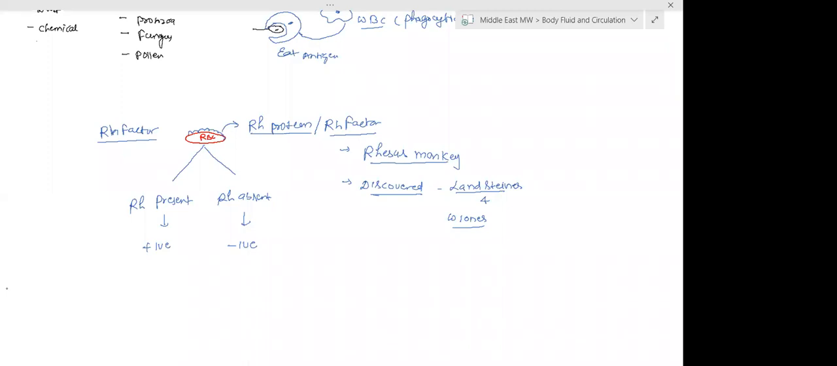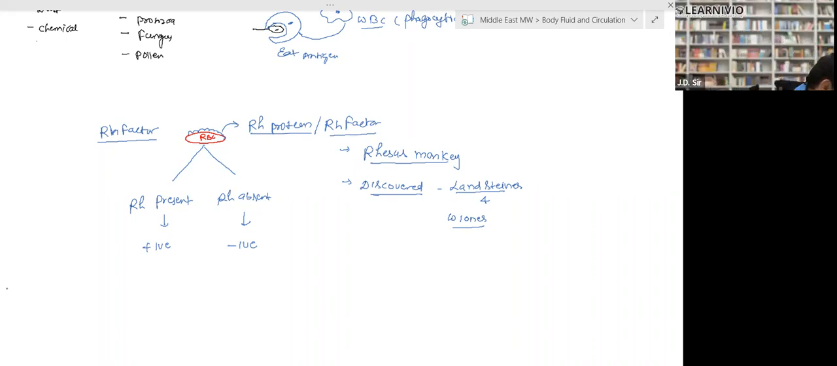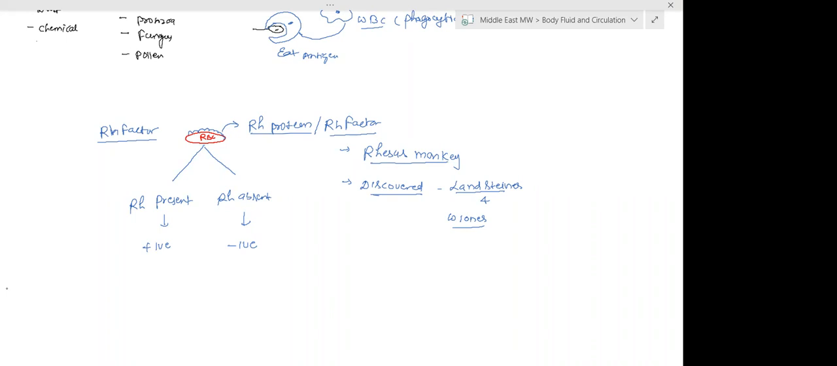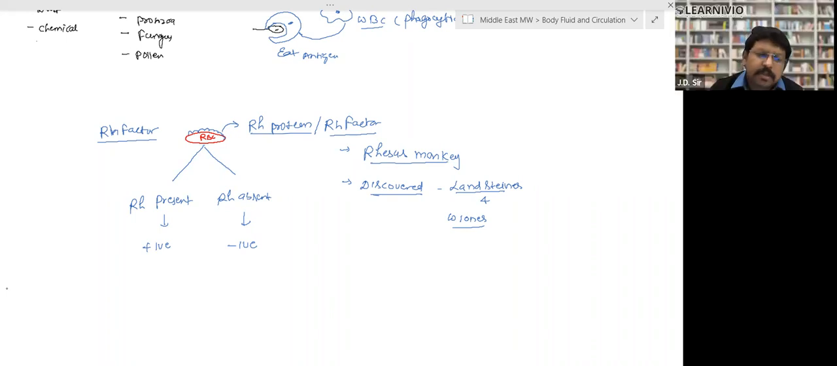So can you explain? Yes, sir. So, sir, the absence of Rh factor or Rh protein is very rare. That's why the negative blood groups are rare. Most of the people have Rh factor on the RBC. So most of the people have Rh protein around their RBC. That's why this is called Rh positive blood group.